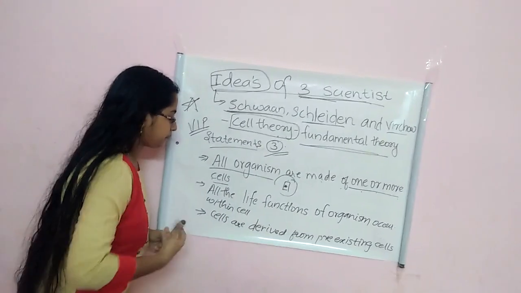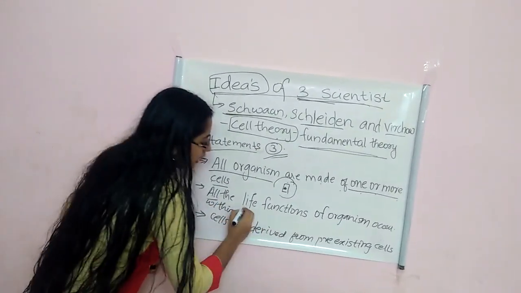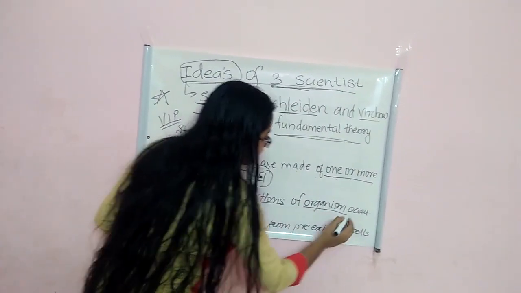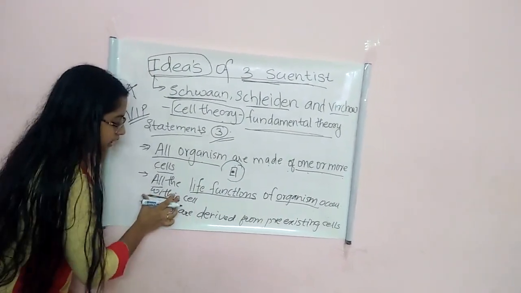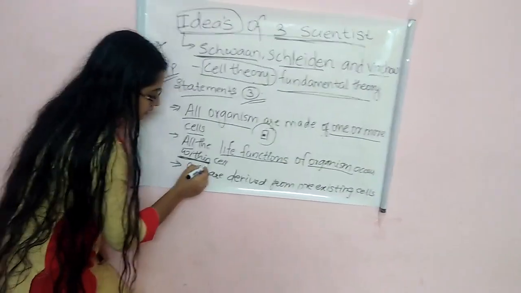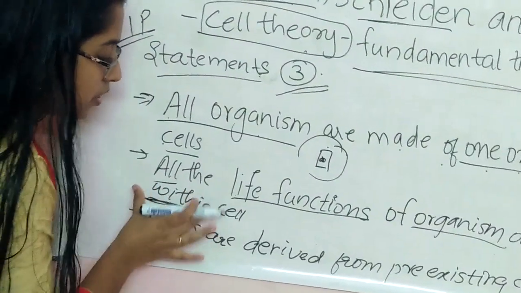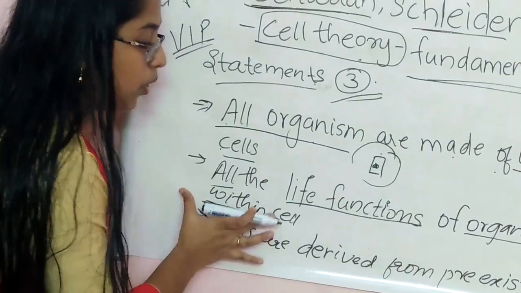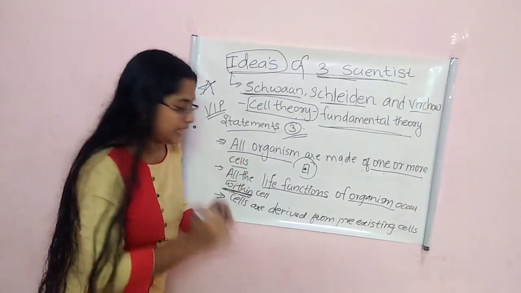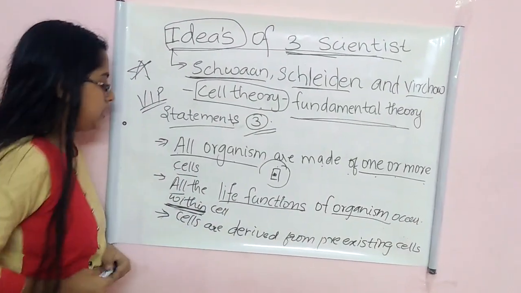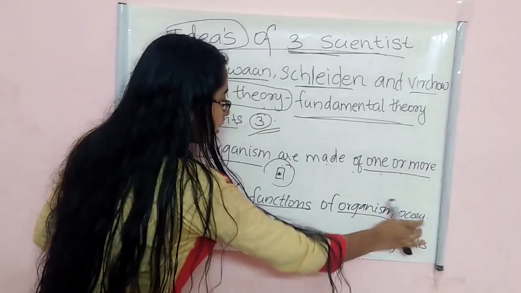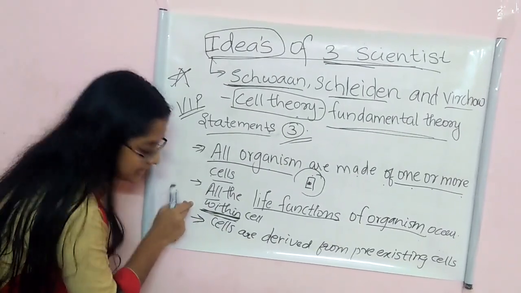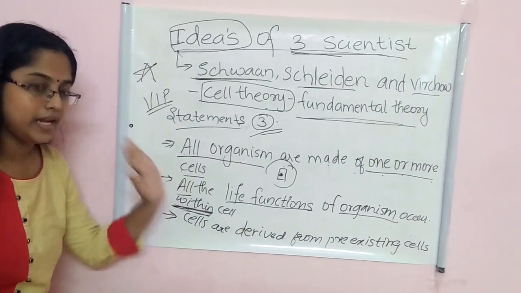So all the life functions of an organism occur within. This word "within" is the premium word here. Don't forget to write this word "within", or it will be a very big mistake. Within the cell. So all the life functions of an organism occur within the cells. So this is the second statement.